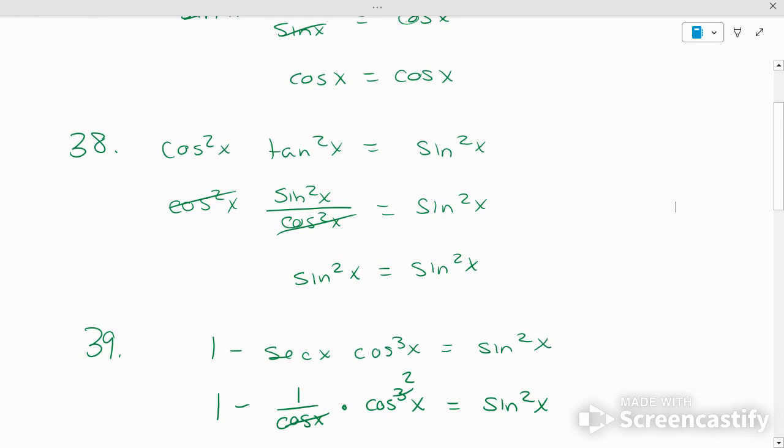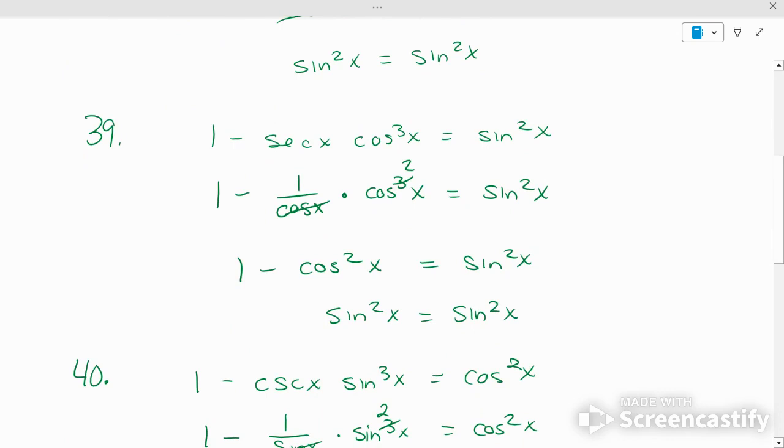So tangent squared is sine squared over cosine squared. The cosines cancel to get sine squared equals sine squared. See how I write the sine squared in every step on this side. Okay? And then this one, secant of x is 1 over cosine of x. So one of these cosines of x cancels with one of these cosines of x. So I get 1 minus cosine squared, which is sine squared.